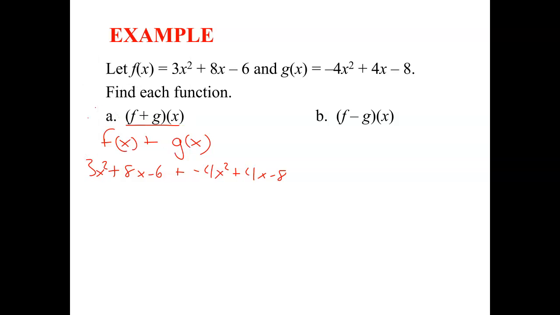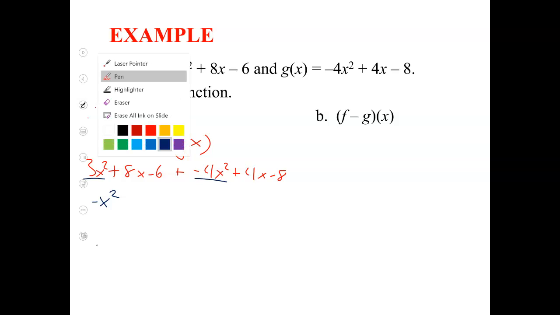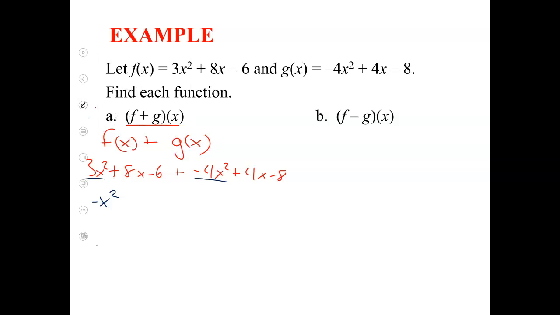Good. So if I have 3x squared and negative 4x squared and I combine those, what do I get? X squared. Close. Negative x squared. And, all right, any more? Plus 12x. 8x, 4x, plus 12x. And anything else? 2. Oh, wait. Negative 14.